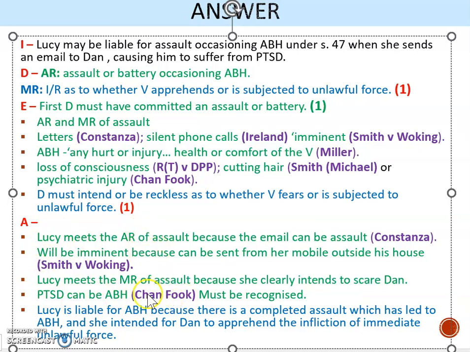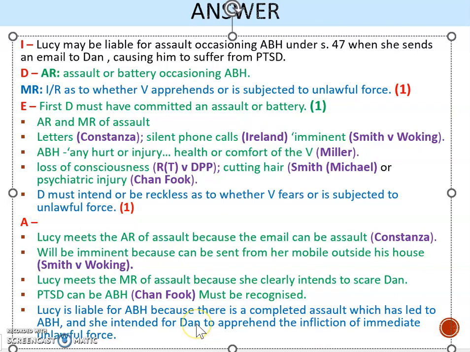So she meets the actus reus, and then applying the mens rea, we can say that Lucy is liable for ABH because there's a completed assault which has led to ABH, and she intended for Dan to apprehend the infliction of immediate unlawful force. We already sort of mentioned that with the mens rea. Lucy clearly intended to scare Dan. That was the whole purpose of the email. So therefore she meets the mens rea. She's also got the actus reus.